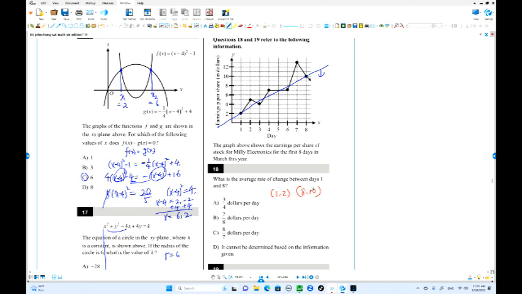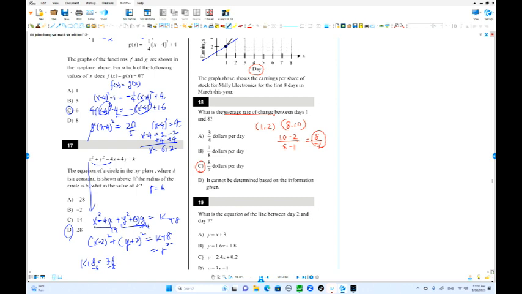What is the average rate? y2 minus y1 over x2 minus x1, right? That's the slope. So 10 minus 2 over 8 minus 1. 8 over 7 dollars per day, right? That is the average rate of change, the slope, okay? Slope is what? Dollars per day, isn't it? That choice is the answer.